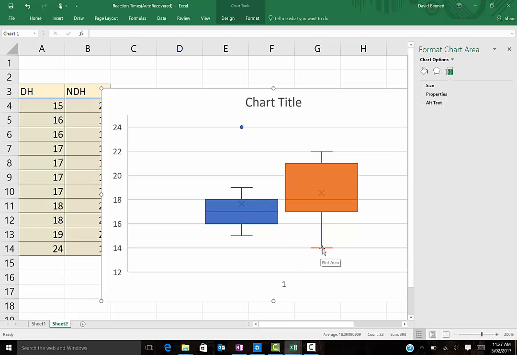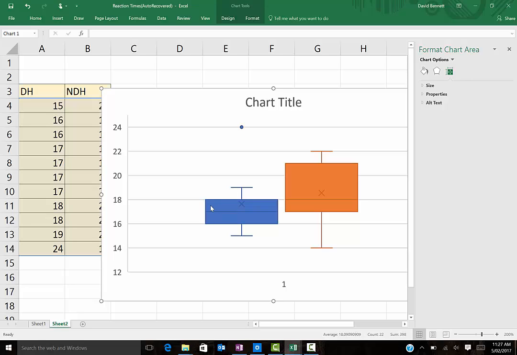Even though we got our smallest value with our non-dominant hand, you can see over here at 75%, it's much higher. 50% is below 0.17 seconds, where 50% is 0.18. So that's enough evidence, I think, to show that the non-dominant hand is a little bit slower in this case.